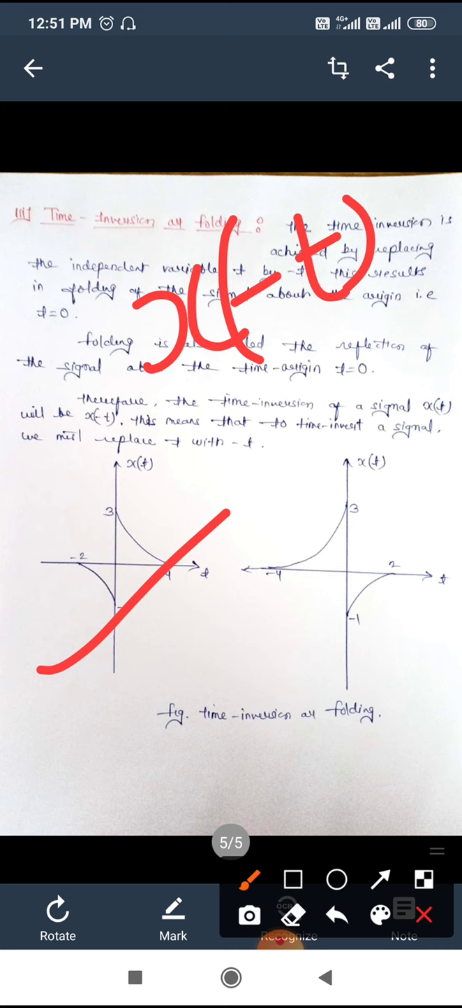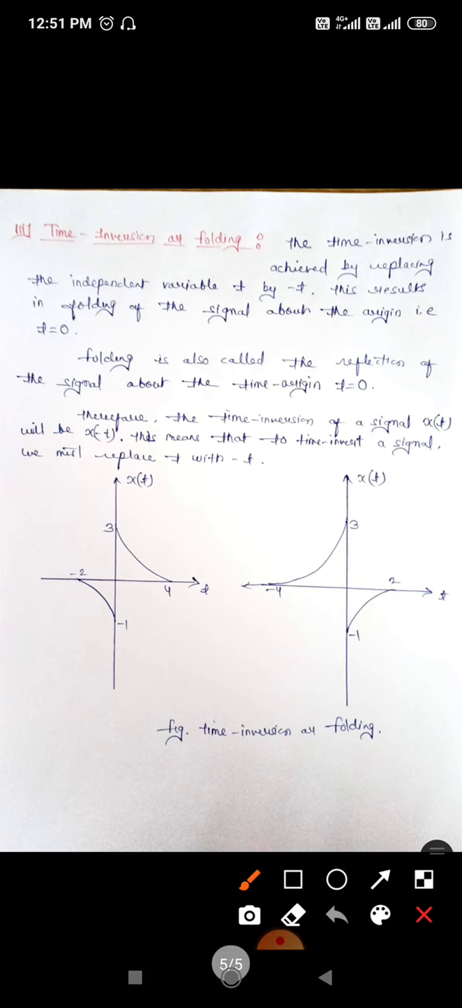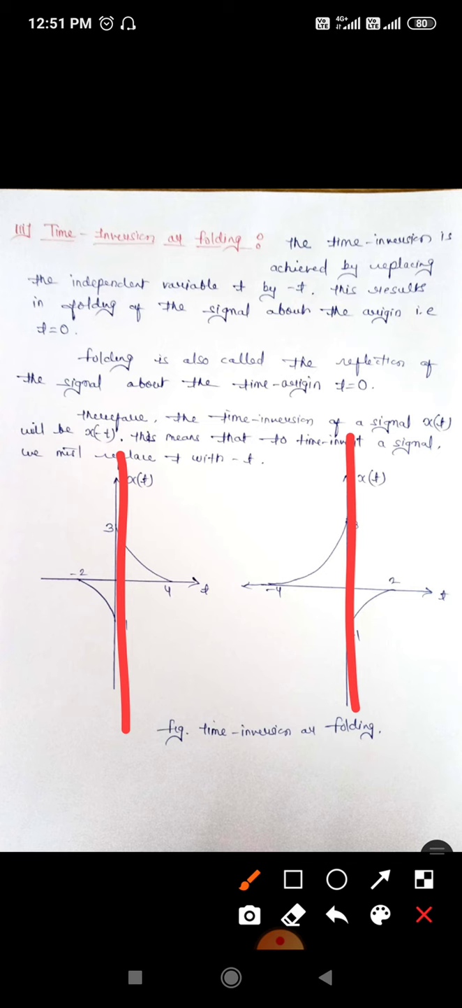Here your signal must be folded about the origin. That means this particular positive value is shifted to the negative side, and this particular negative value is shifted to the positive side. This is nothing but a reflection of the signal about the time origin, which is 0.